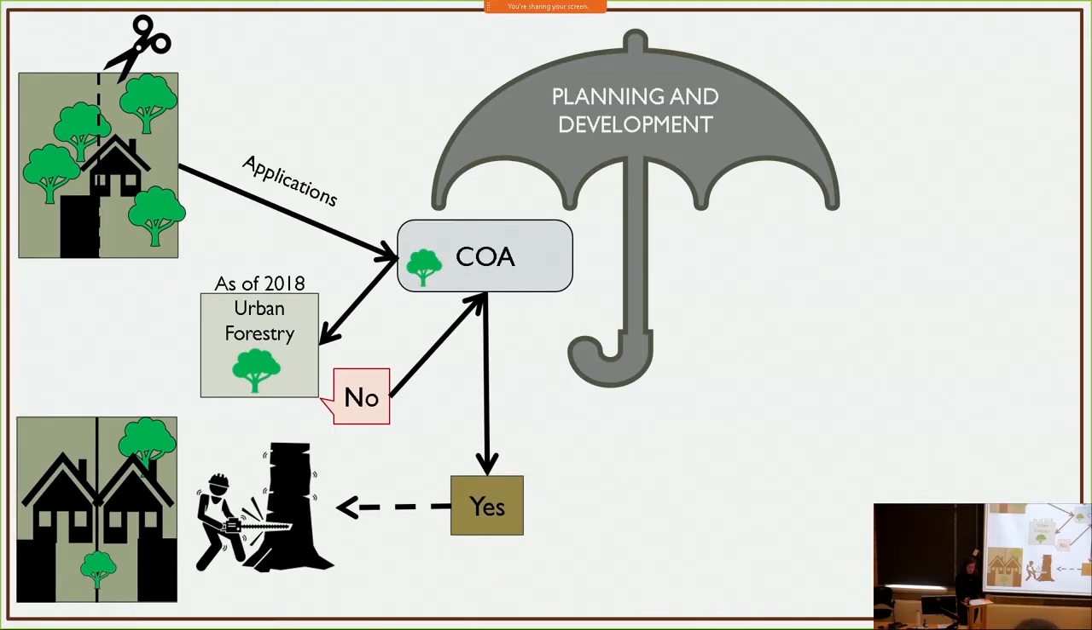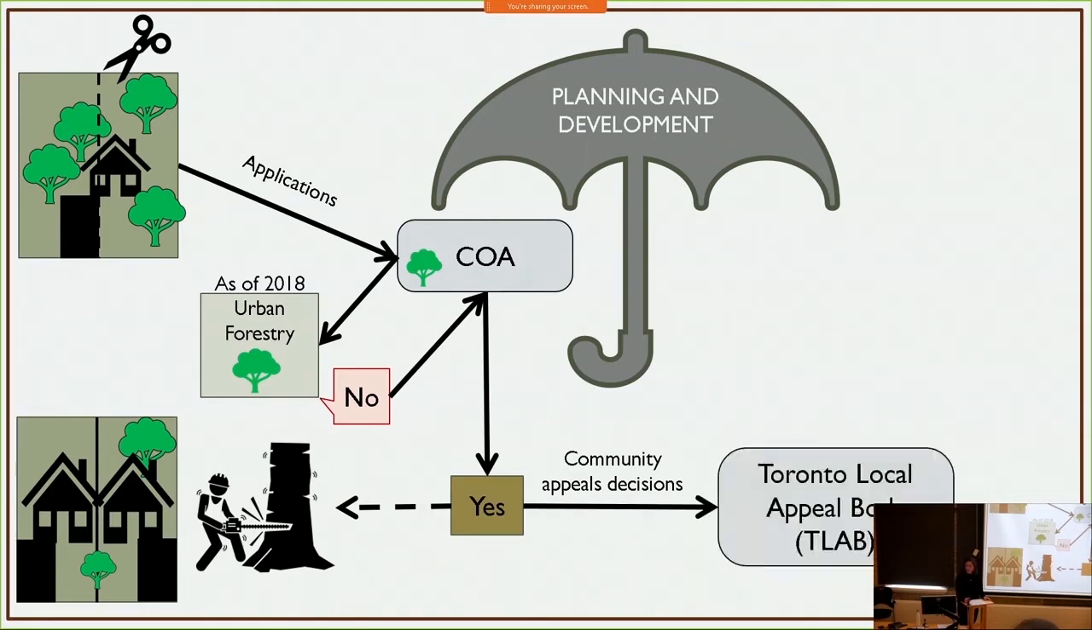Now, within 20 days of that decision, the community can make an appeal to the Toronto Local Appeal Body, or TLAB. This was formerly the responsibility of the Ontario Municipal Board, but as of 2017, the TLAB was enacted under the City of Toronto Act and the Planning Act. So what happens in TLAB?